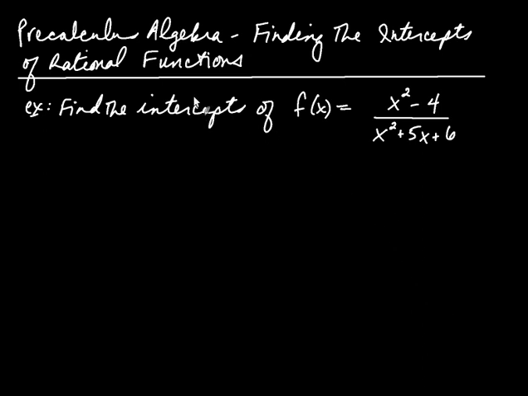Here we're going to discuss finding the intercepts of rational functions. So for example, let's say you're asked to find the intercepts of this function: f of x is equal to x squared minus 4 divided by x squared plus 5x plus 6.